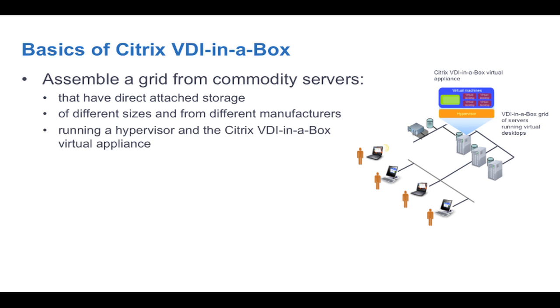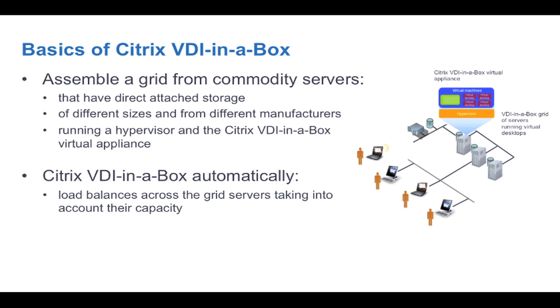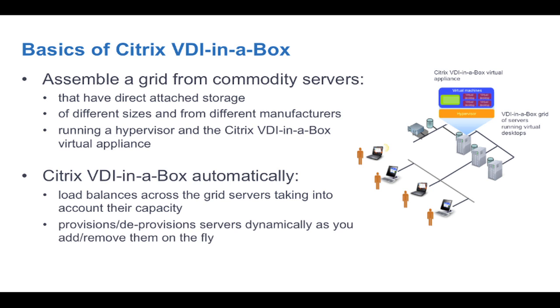On these machines, you set up the VDI-in-a-box virtual appliance. VDI-in-a-box automatically provisions virtual desktops and load balances workloads according to the capacity of the servers in this grid. You can add and remove servers on the fly from the grid. VDI-in-a-box will automatically provision and deprovision these servers, distributing the images needed to serve up virtual desktops. VDI-in-a-box manages all of this automatically.